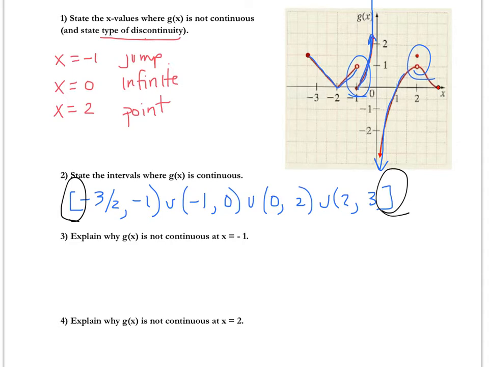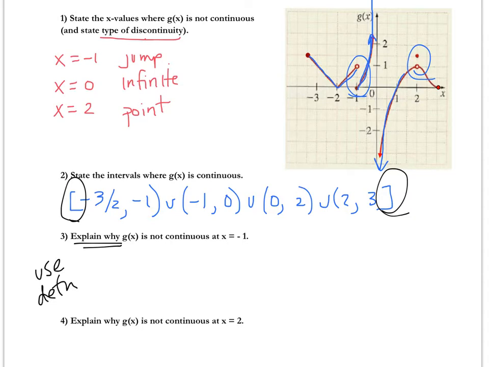Alright, so now when we get to these bottom questions where we are explaining why it is not continuous, we cannot use the language that we used up here in part 1. The words jump, infinite, and point are used to label the type of discontinuity. When I want to explain why it is not continuous, now I need to use the definition that we started the lesson with. So if we think about those three reasons that we had, the first was that the limit does not exist. The second was that the function value is undefined. And the third was that the limit and the function value at that x value were not equal.